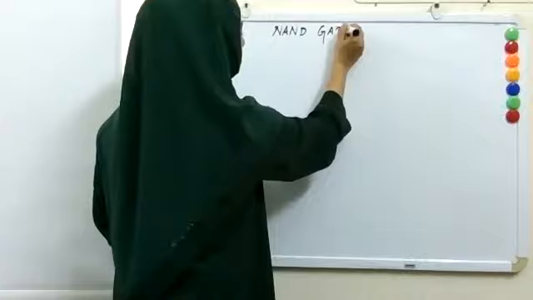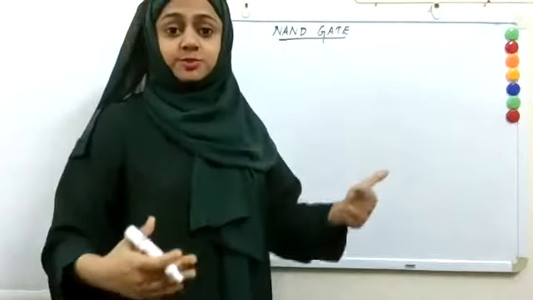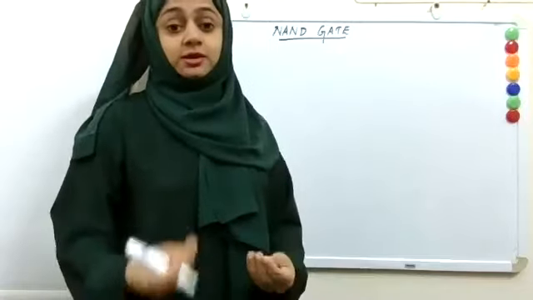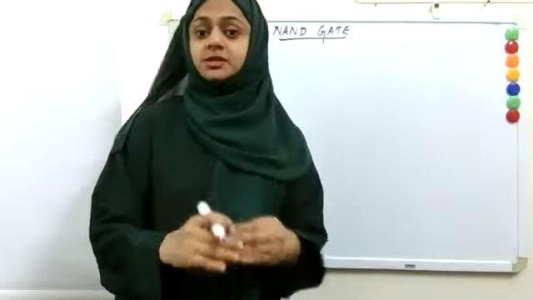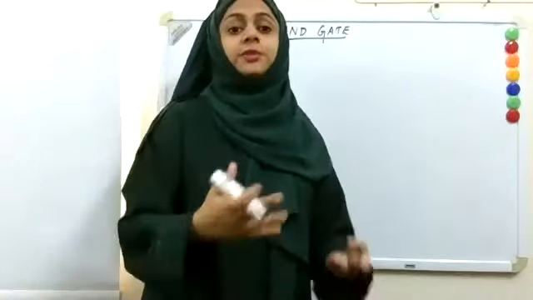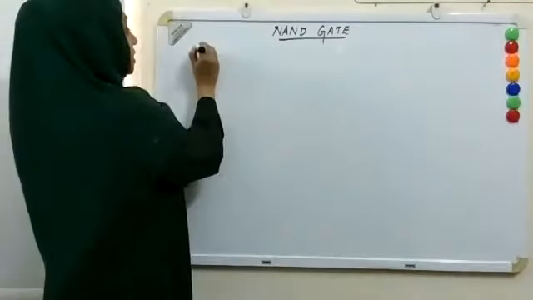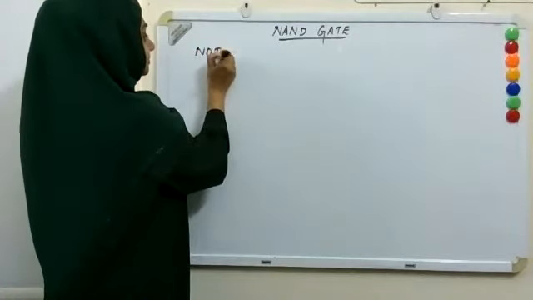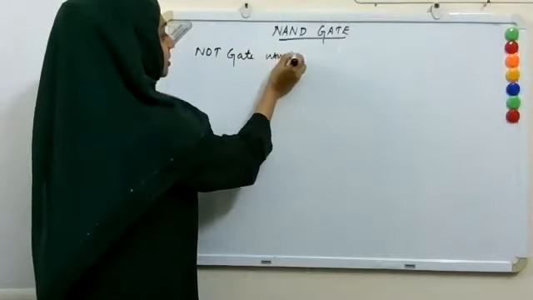NAND gate is called the universal gate because using this we can express all other gates. So let us see how to express the basic or the fundamental gates. Then all other gates are combinations of them. So let us see how to express NOT gate using NAND gate.